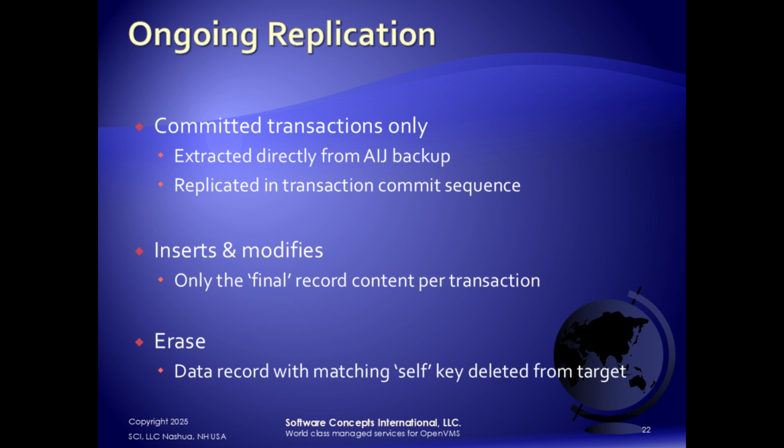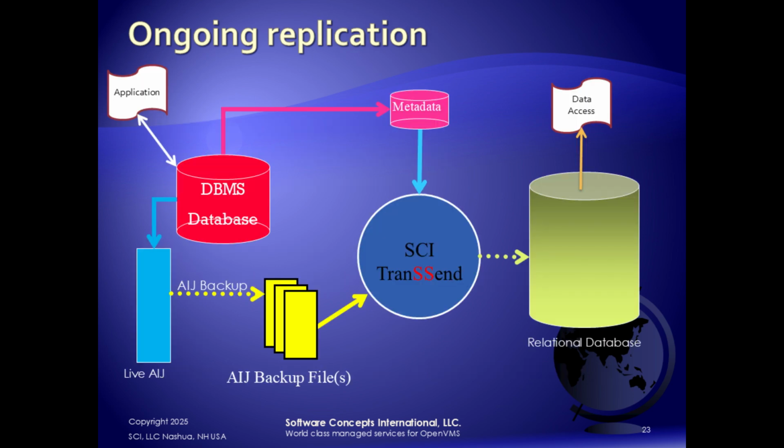And then when records are erased, we go find the corresponding record in the relational database and delete it. The ongoing replication process is kind of similar. The database portion is almost immaterial here, but your application is creating the journal file. So I guess that's important right here. Creating the journal files.